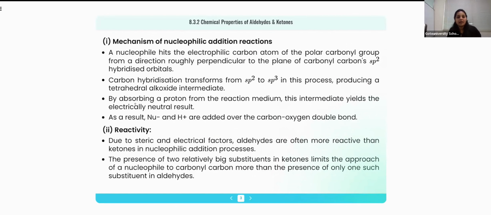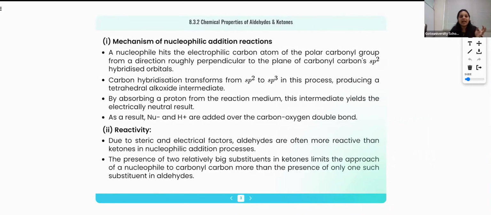Then by absorbing a proton from the reaction medium, the intermediate is protonated. I explained all the mechanisms, no need to explain again, right? As a result, the nucleophile and H plus are added across the carbon-oxygen double bond. That's why you are getting that OH group. Then I explain using one example. Then see, the next one is reactivity.